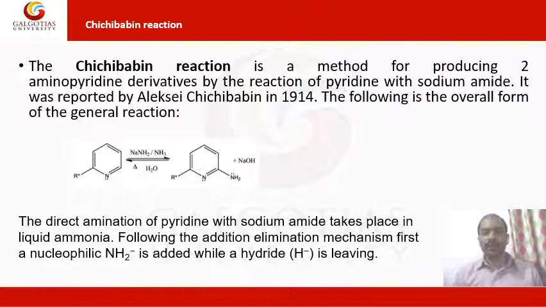Now, the other reaction is the Chichibabin reaction, a method for producing 2-aminopyridine derivatives by the reaction of pyridine with sodium amide. These are the conditions. It was reported by Aleksei Chichibabin in 1914.